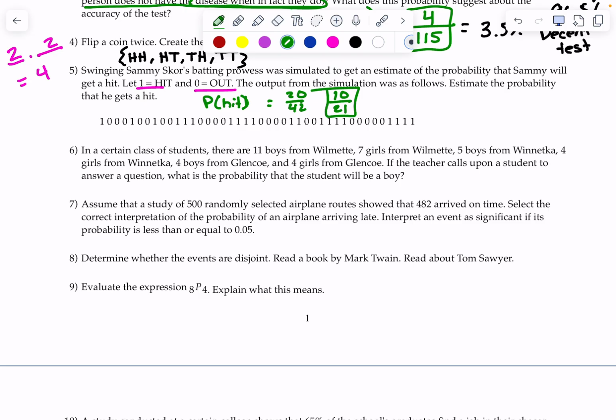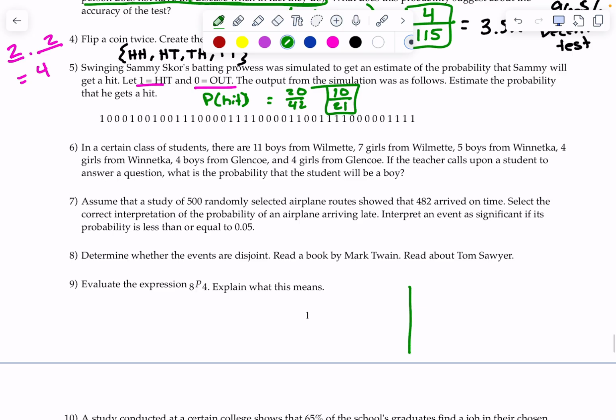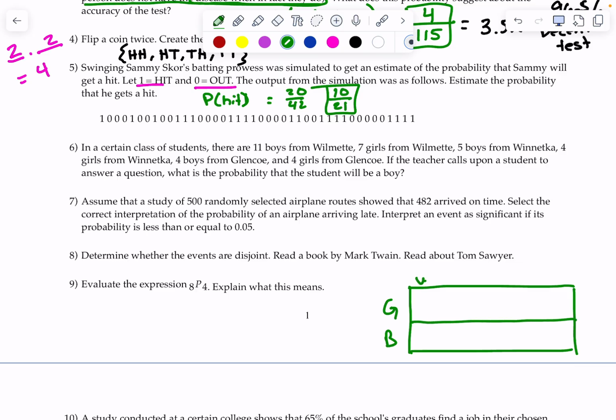Make a table. Yeah, let's make a table. I'm going to put my table down here. So girl, boy. I'm going to go girl, boy, and then we can't even do W. I'm going to do W-I-L, W-I-N, and Glencoe. Let's do that, like a two-way table. So if we have 3 different schools across the top, this is the best way to organize your information.